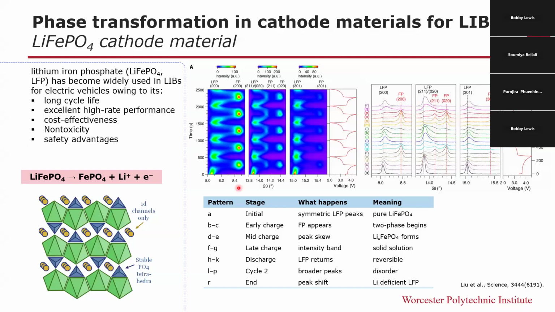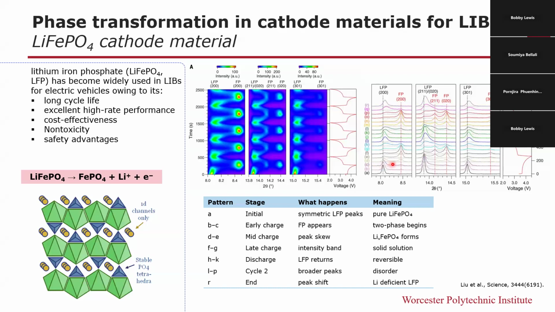As expected, the LFP peak decreased while the FP peak increased when charging, indicating phase transformation. However, additional diffraction intensity appears between the two peaks, like this. This is the signal of an intermediate phase whose lattice parameter falls between those of the two equilibrium phases, something that should not exist under ideal two-phase reaction behavior.